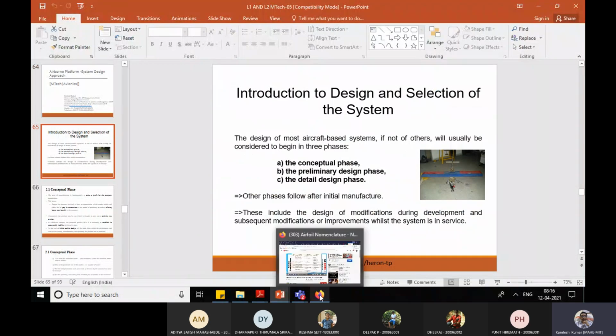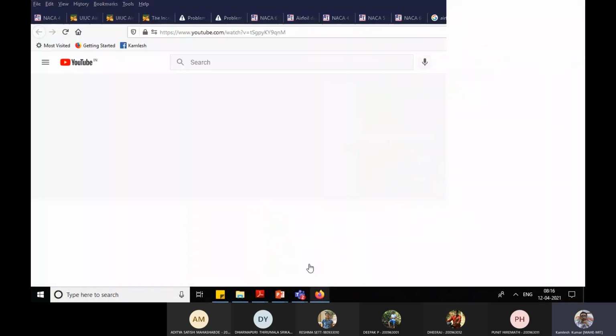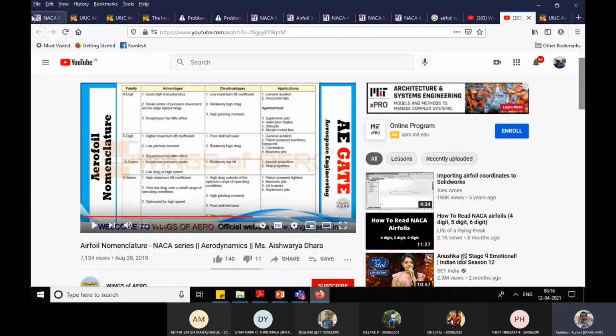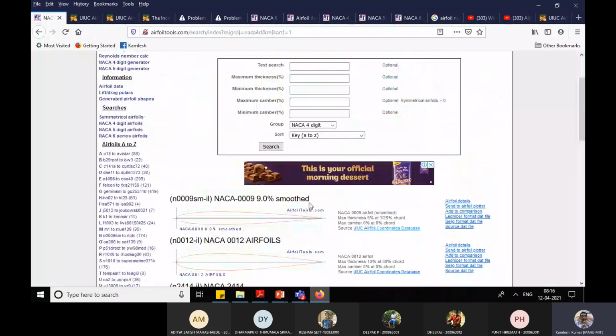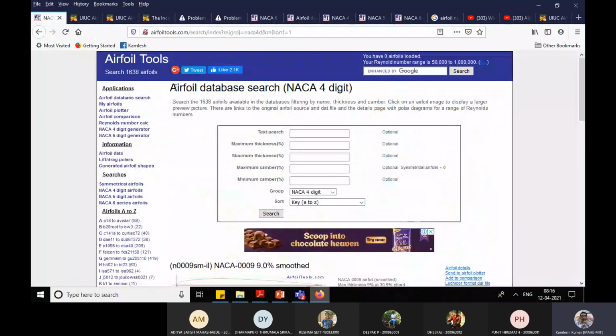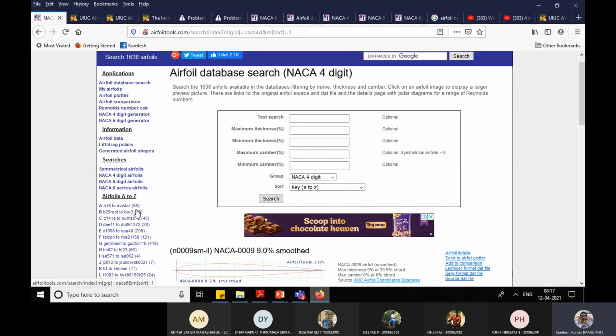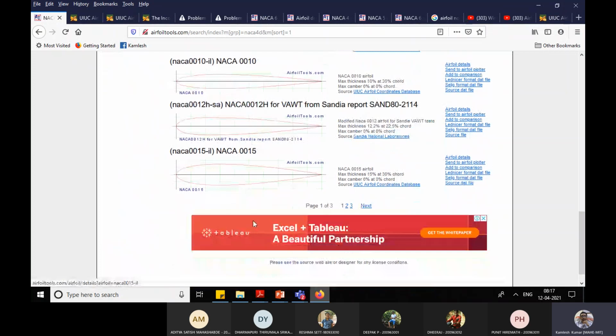You should explore the airfoil related data, and I will share the link also. Most of the aeronautical students know where the airfoil database is. You can get the details about the airfoil data from the different resource links. I will be sharing this. You can go through the different types of airfoil tools and data.